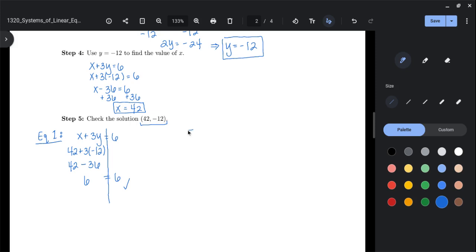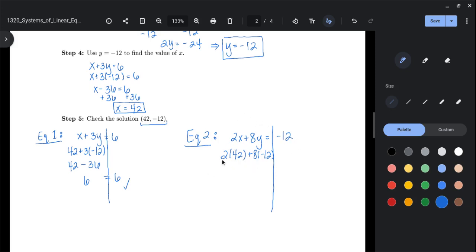What about equation 2? So our original equation was 2x plus 8y equals negative 12. So again, I'm going to replace x with 42 and y with negative 12. And again, I'm checking to make sure this works. So we're going to work with the left-hand side and see, do we in fact get negative 12?